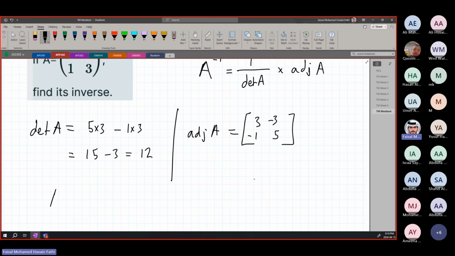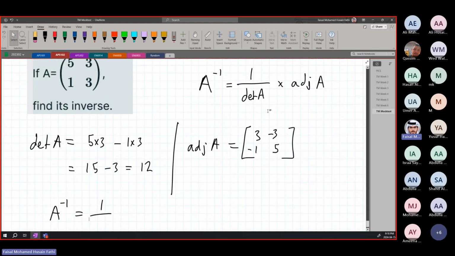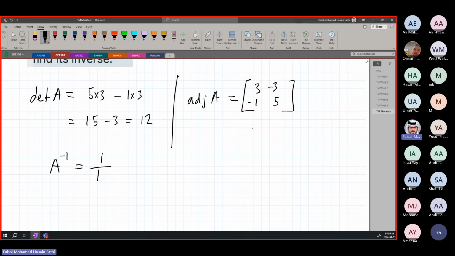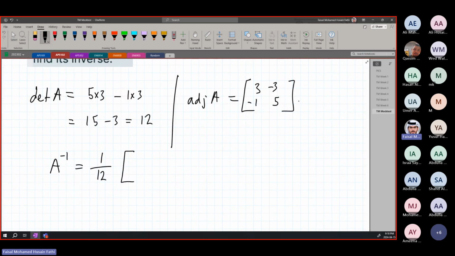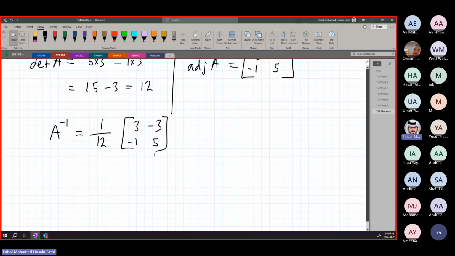Last step, now to find the inverse. A inverse is going to be equal to 1 over the determinant, which is 12, times the adjoint, which is this matrix, 3, minus 1, 5. This is just scalar multiplication. You can just distribute this 1 over 12 inside. So the inverse matrix is going to look like this.